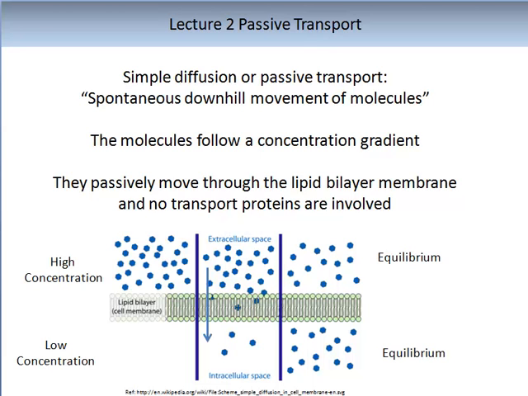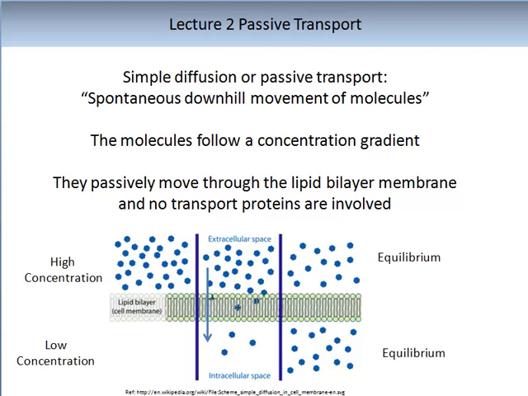The lipid bilayer is the cell membrane, or the barrier. Above the lipid bilayer is a solution that is high in concentration. If you think of each one of these dots as a molecule, you can see there are many of them. They will travel or attempt to travel through the lipid bilayer or the cell membrane.